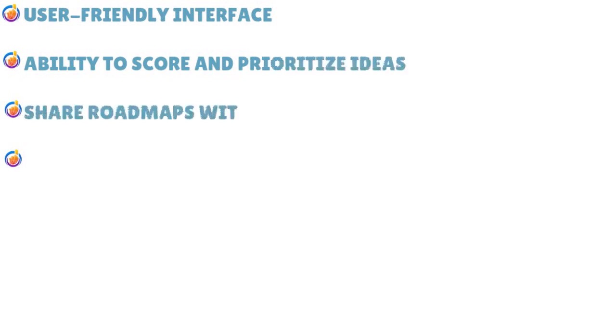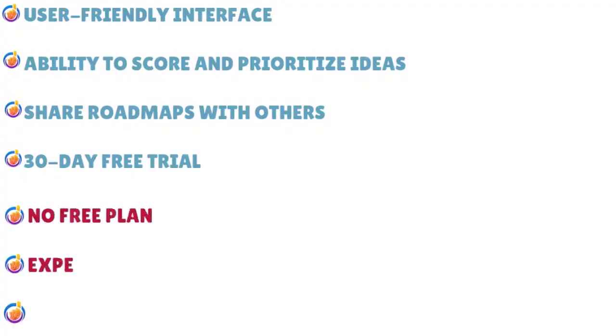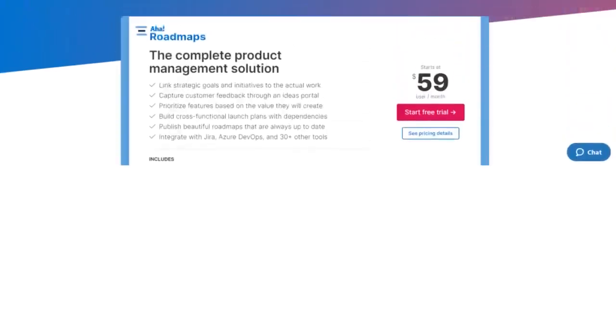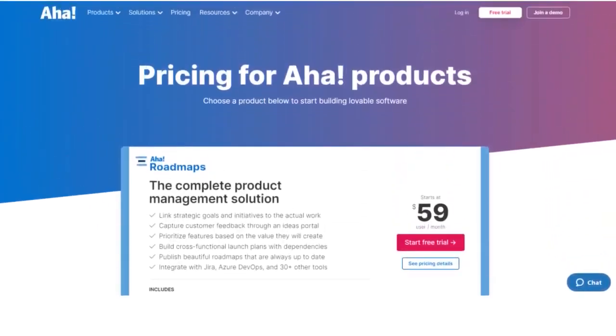You can share roadmaps with others, including with investors, and you have a 30-day free trial with AHA. What about the cons? There is no free plan, and this is kind of expensive for business plan creation, especially for investor pitch decks. And it has a bit of a learning curve here. Here is a pricing for AHA as of the date of this show.